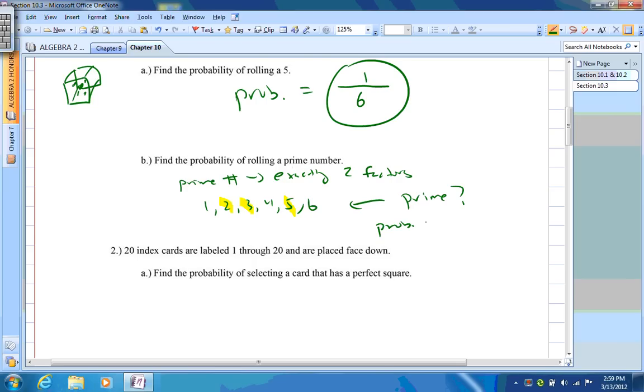So what that means is that the probability will have to be 3 out of 6, or 1/2. So there's a 50% chance, or 1/2 chance, that we will get a prime number when rolling a 6-sided die, because 3 of the 6 outcomes were favorable, meaning that's what we wanted. We wanted a prime number, and 3 of them were prime. And of course, there's 6 possibilities.